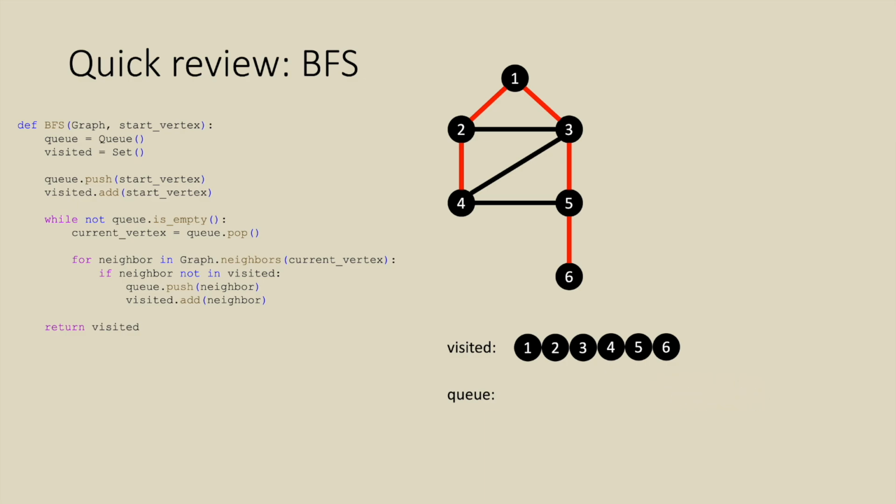6 only has one neighbor, 5, and it's visited. Nothing happened in 6's iteration. Now the queue is empty. We visited all the vertices on different layers using BFS.